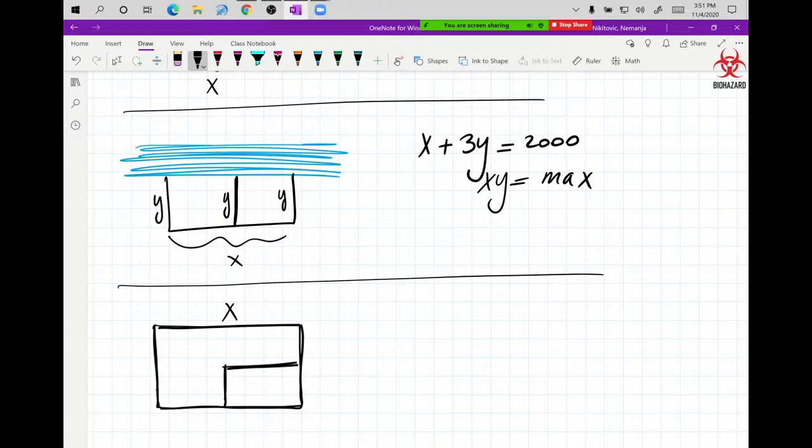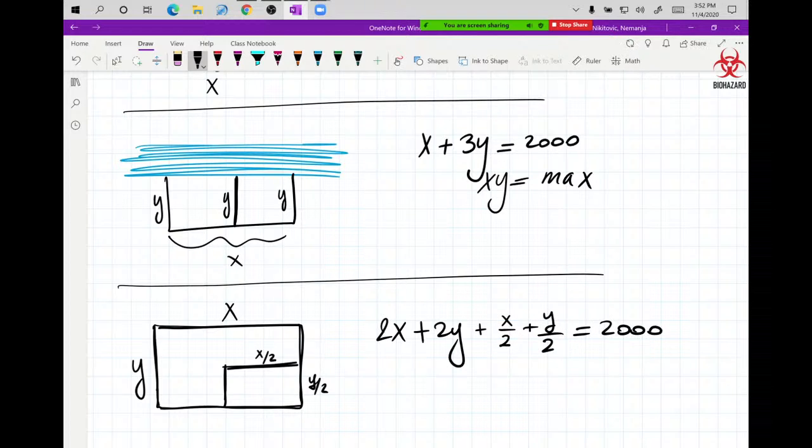So if the big length here is x and a big length over here is y, and the small ones are y over 2 and x over 2, let's say it's just whole half of the field, well, I have 2x plus 2y, that's the outer box, and then plus on the inside I have x over 2 plus y over 2, and all of that is 2000. And your x times y is still a max.